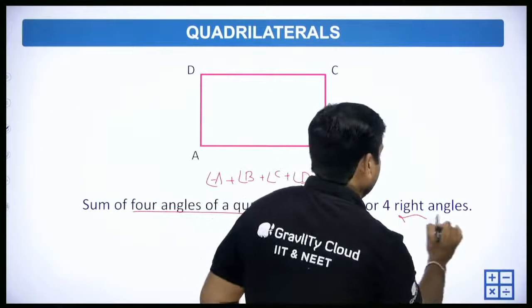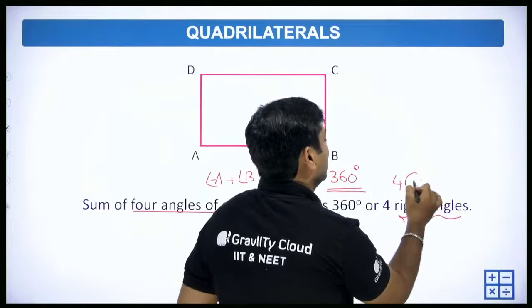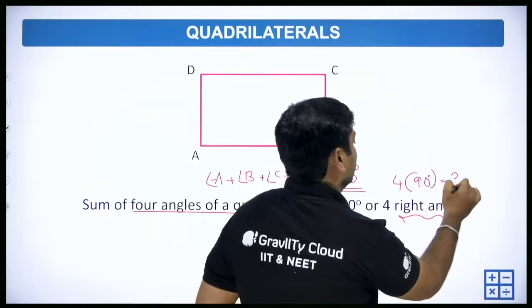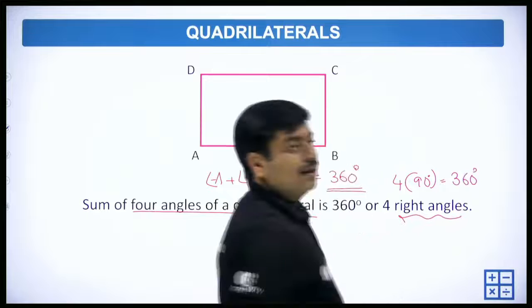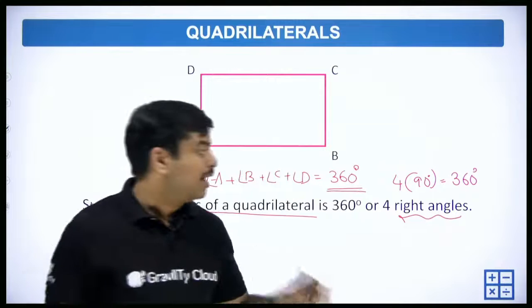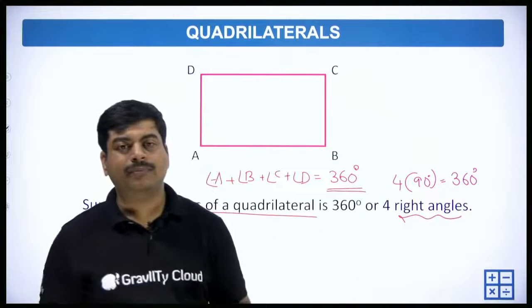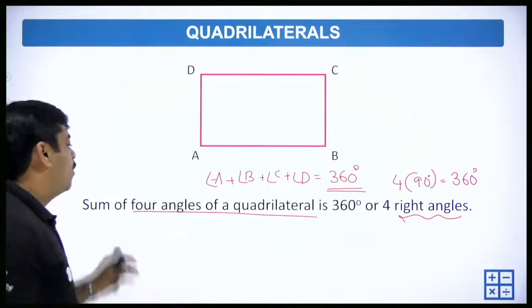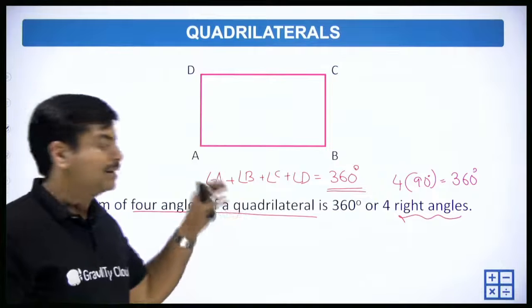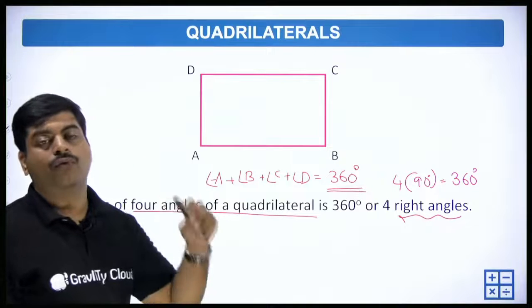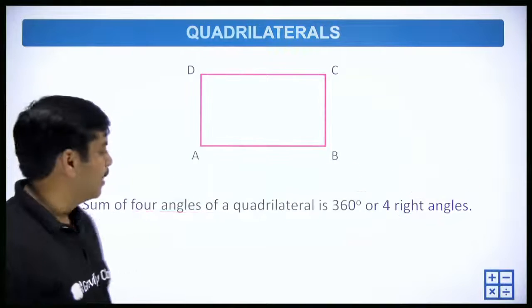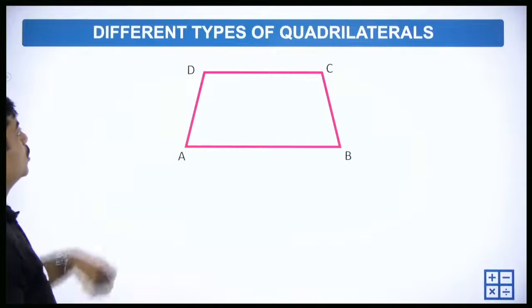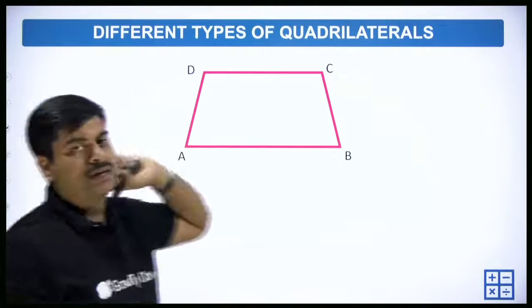What do you mean by right angle? I told you in the last class, four right angles, 4 times 90 degrees, which is again equal to 360 degrees. One right angle is 90 degrees. Okay, so the sum of four angles of a quadrilateral is 360 degrees or four right angles. Okay, next one. So let's try to understand different types of quadrilaterals.